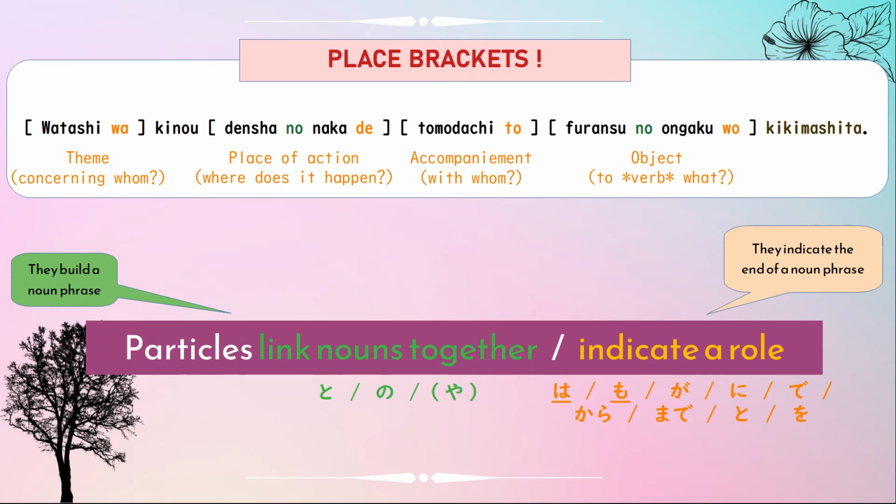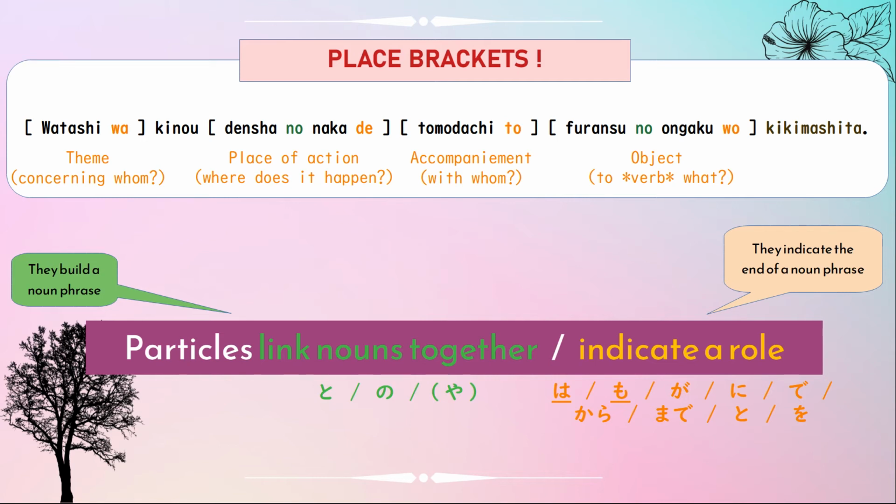Here it would be very weird to connect "tomodachi" and "furansu no ongaku" because it would mean "my friend and the French music". That would be a bit weird to link both together. So it's a "to" that means "with". And then, "furansu no ongaku o".